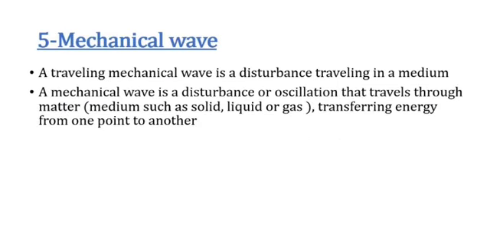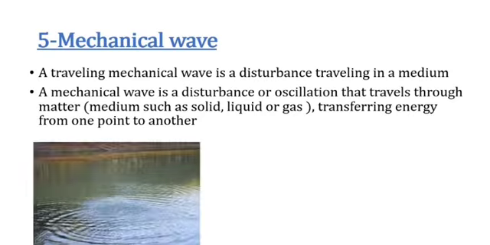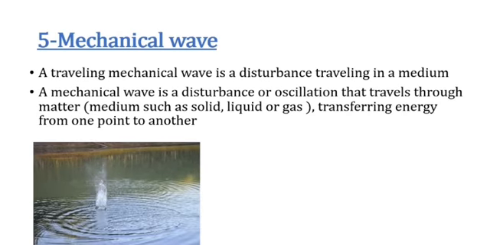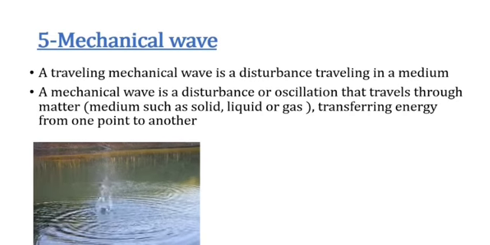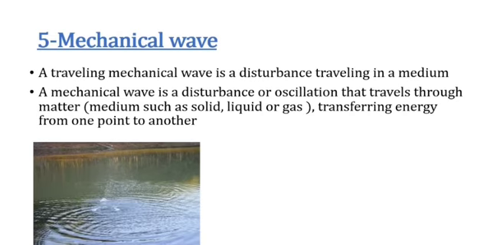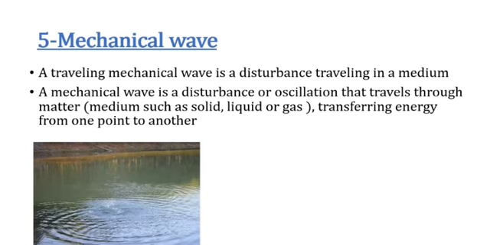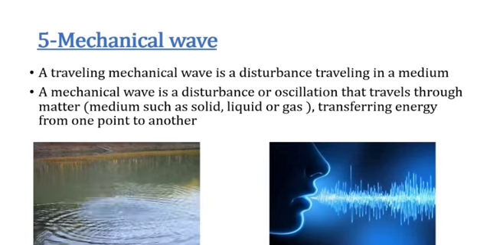Now the mechanical wave: what is a mechanical wave? A mechanical wave is a wave that certainly carries energy, but it needs a medium to propagate. For example, when we throw a stone in a pond, it creates a wave where the medium of this wave is water, so the wave propagates through water. Sound: when we talk, the sound propagates through air.